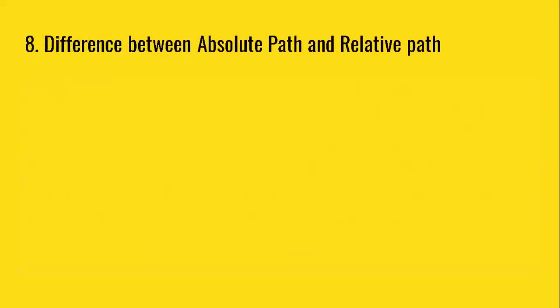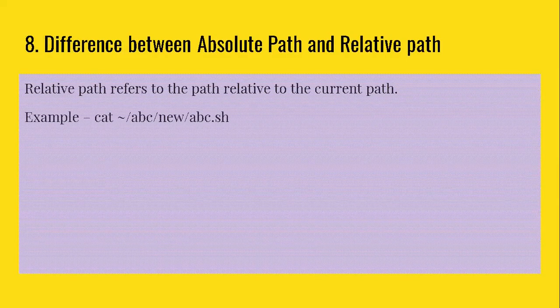Difference between absolute path and relative path. This is generally asked. A relative path refers to the path relative to the current path. For example, with cat, suppose you have to open the file abc.sh.